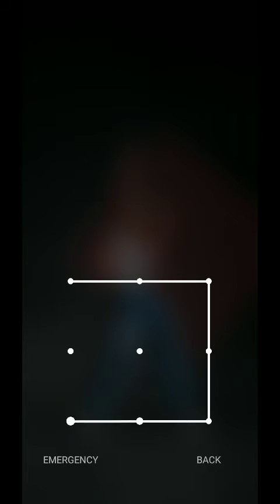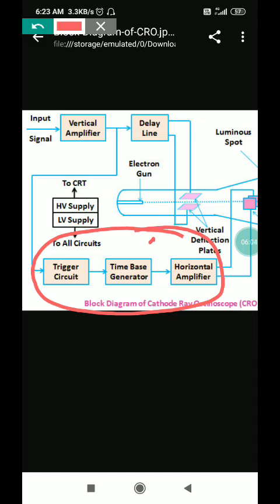Then we have one more thing ahead of the time based generator, that is the horizontal amplifier. The horizontal amplifier receives input from the time based generator. It amplifies that signal and gives it to the horizontal deflection plates. Okay, the time based generator is driven by a trigger circuit.